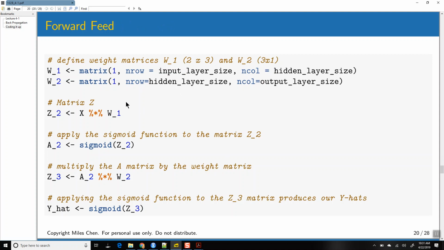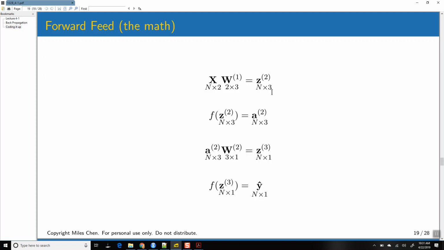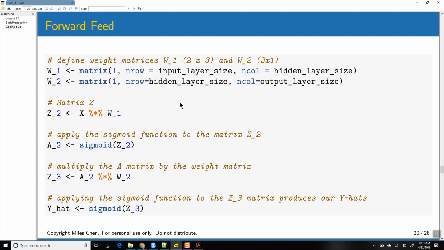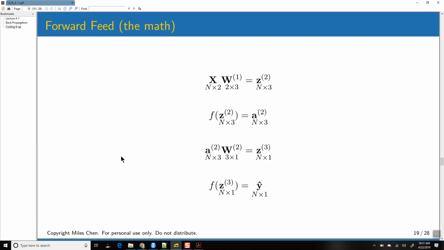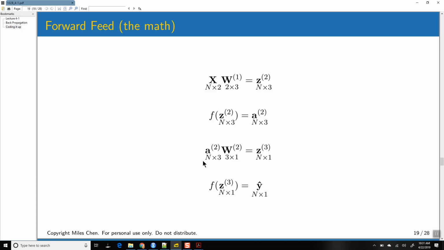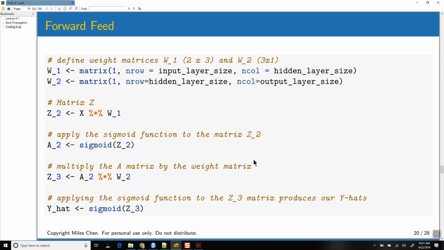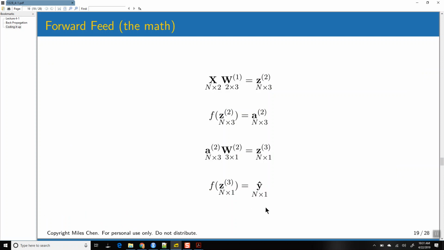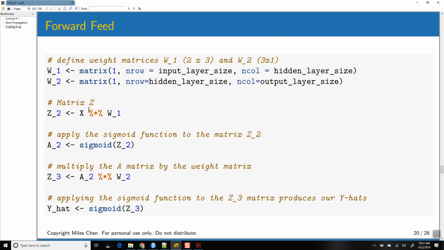Okay? And then I do x times w1 to get z2, just like we have here. Then we apply the sigmoid activation function to z2 to get a2, which is what I have here. Then I take a2 and multiply it by w2 to get z3. And then I apply the sigmoid onto z3 to get y hat. Okay? So all I've done is just exactly what I've done in the math.